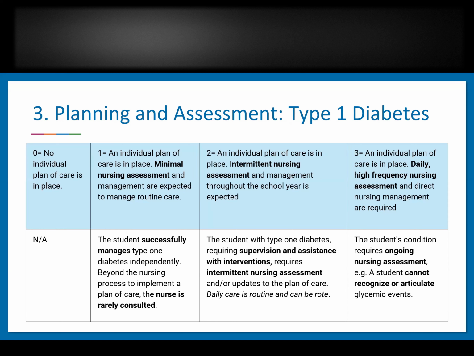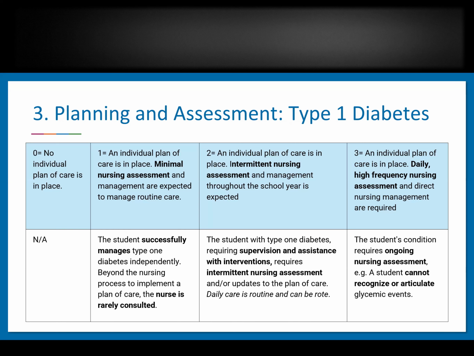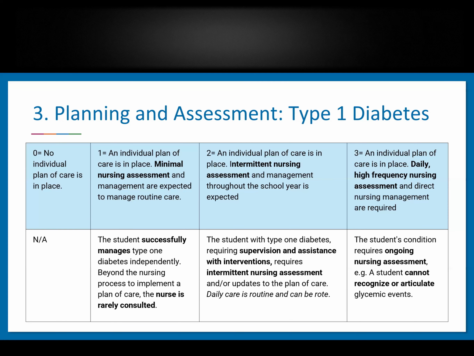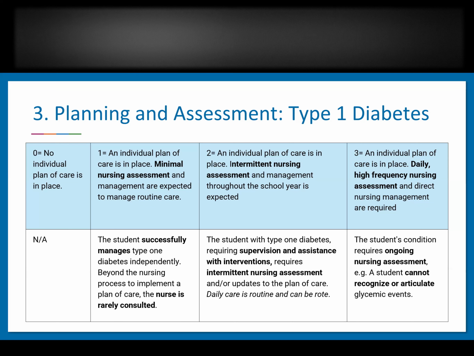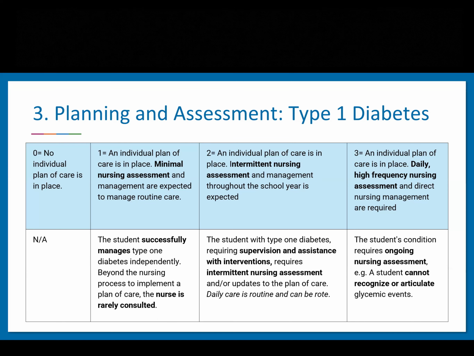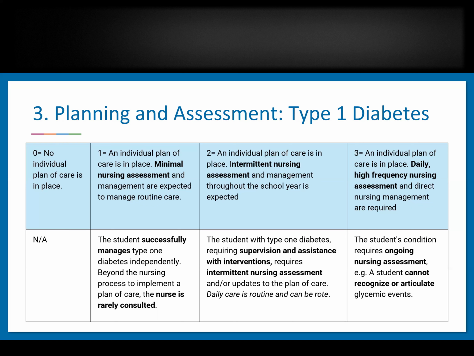Let's look at some examples of planning and assessment for a student with type 1 diabetes. There is rarely a time when no planning is required to manage a student with type 1 diabetes in school, so it is unlikely that the planning and assessment score of a student with type 1 diabetes would be a 0. If the student successfully manages type 1 diabetes independently and beyond the nursing process to implement a plan of care, the nurse is rarely consulted, the score would be a 1.